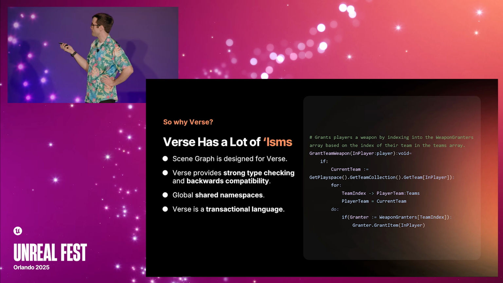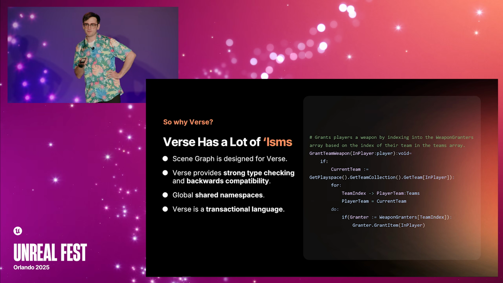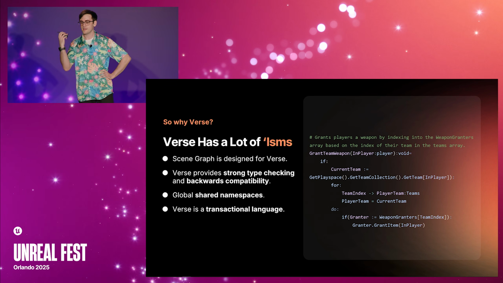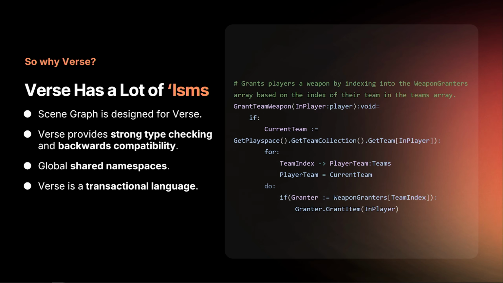I have an example here, right, where this grant team weapon function takes a player and gets their team by getting the play space, getting the team collection, getting the team for that player. All of those function calls are failable. And if an error occurs at any one of them, this entire context gets rolled back. It doesn't break your experience. Everything keeps chugging along smoothly.